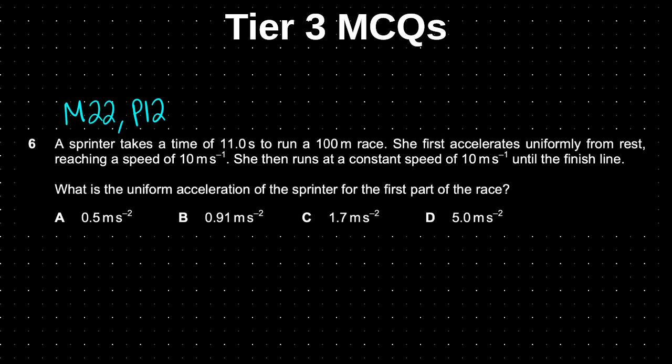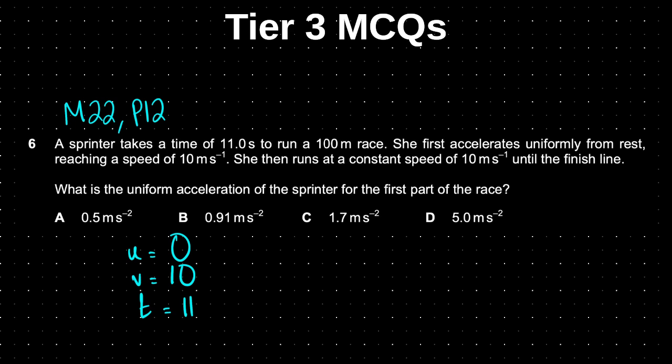So for the first part of the race, what is happening is she is just accelerating uniformly. So her initial speed is 0, because this part says she accelerates uniformly from rest. So this means that she was initially at 0 speed. The final speed is 10. The time is 11 seconds.